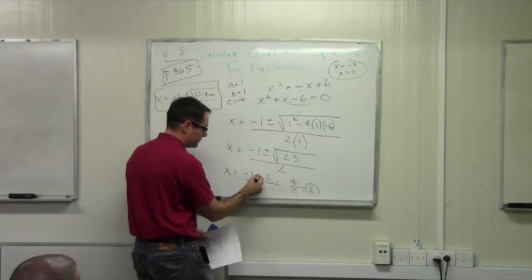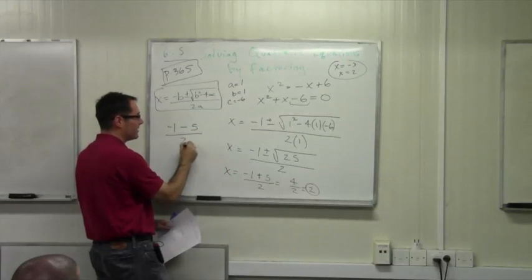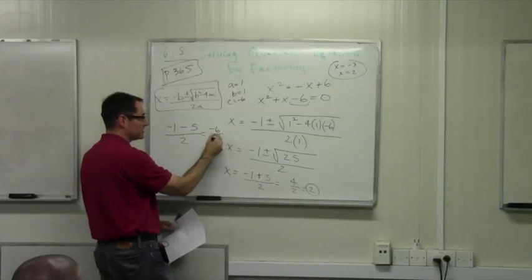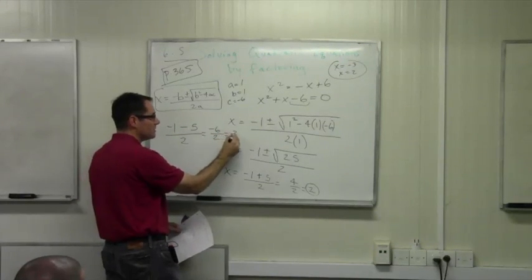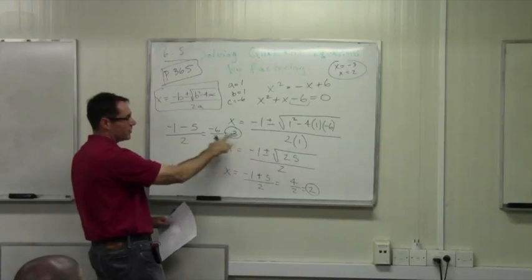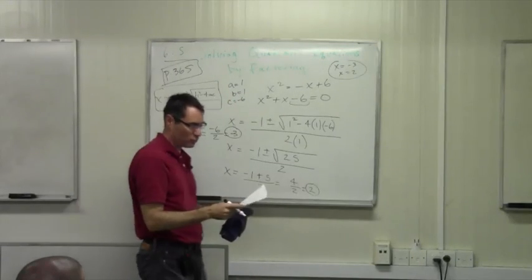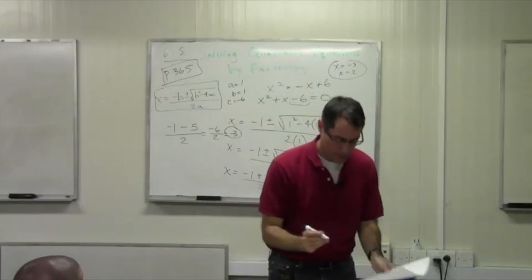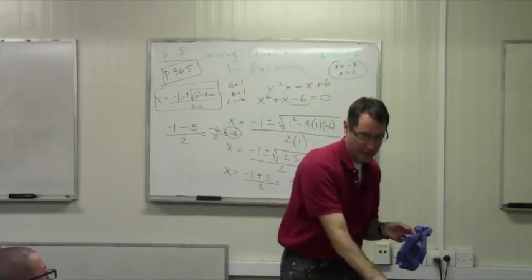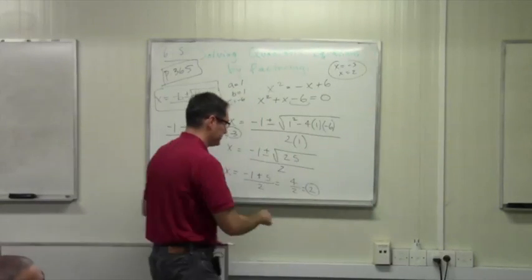If we do the minus, I'll do it over here. Negative 1 minus 5 divided by 2 equals negative 6 divided by 2 equals negative 3. There's our other answer. Did we end up with 2 and negative 3? And that's what we started with? We did. Okay, so this stuff works. And when you see the notes online, you'll know that they're wrong because it doesn't have the negative 3 on there. Okay, let's do another one.